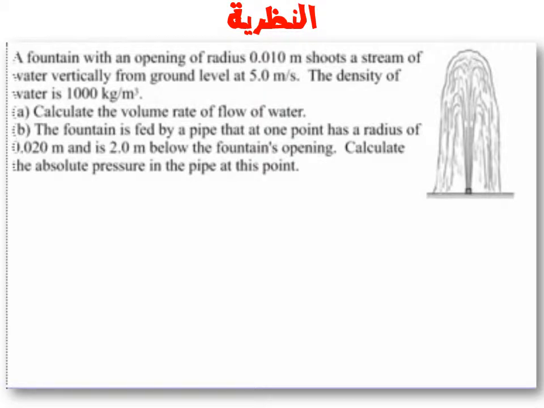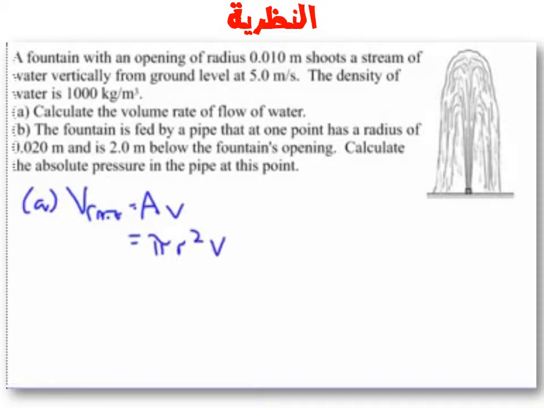Here we have a fountain. It has an opening of radius 0.01 meters. It shoots water directly vertically at 5 meters per second, and the first thing we want to find is our volume rate of flow. My volume rate of flow is of course my area times my velocity. My area of course is pi r squared.